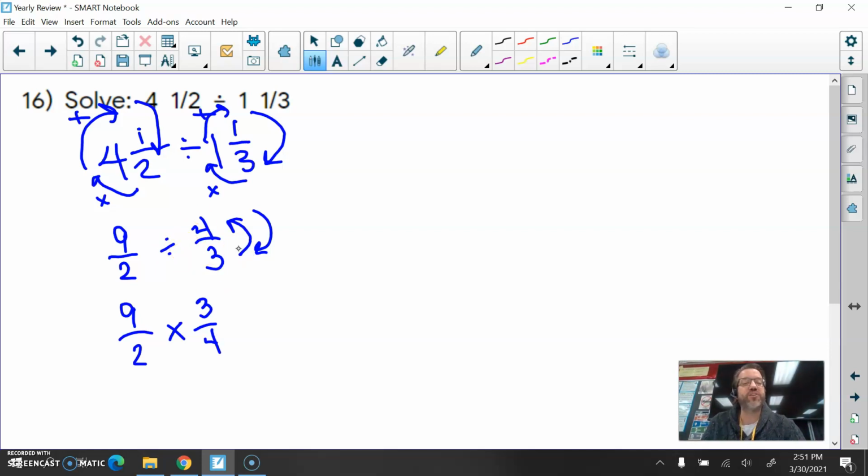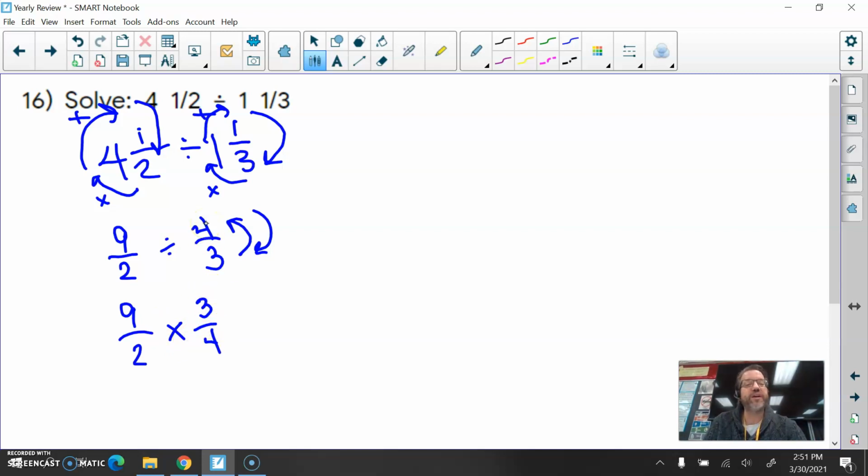Some people will say, drop this value, flip the fraction, and then switch from dividing to multiplying: drop, flip, switch, drop, flip, switch. It sounds all fancy and clever. I would rather just say I'm going to multiply by the reciprocal of that second fraction.